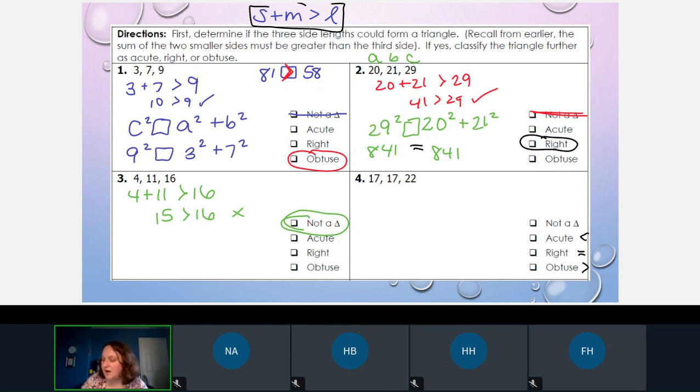I'm going to put a poll up here on the board. We're going to make not a triangle A, acute B, right C, obtuse D. Go ahead and do number 4 and tell me what answer you got. Good. Tell me, what do you get? A, B, C, or D? Not a triangle, acute, right, or obtuse? What kind of triangle do you see there in number 4?